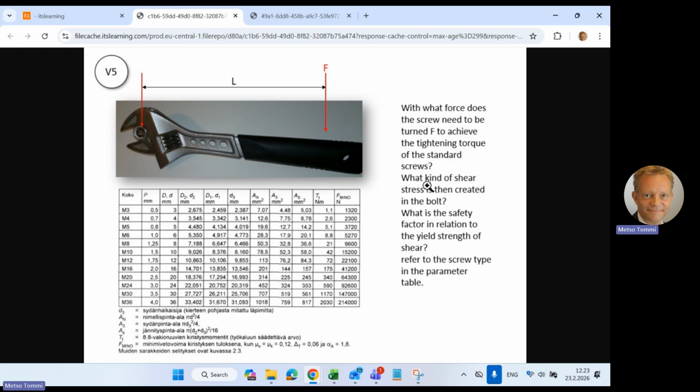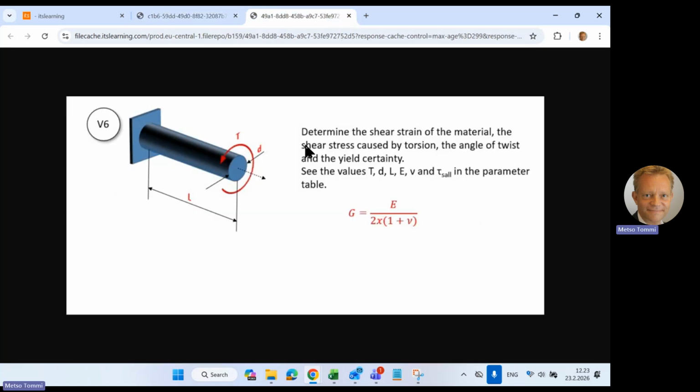Then the next question, what kind of shear stress is then created on the bolt? And then, what is the safety factor in relation to the yield strength of shear? So this is the first exercise, and the second exercise is determining the shear stress of the material, the shear stress caused by torsion, the angle of twist, and the yield certainty, so safety factor.